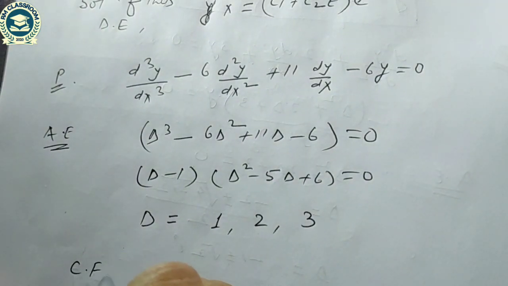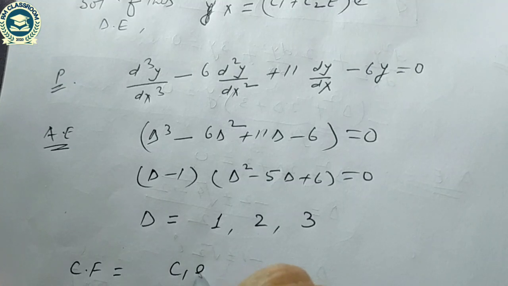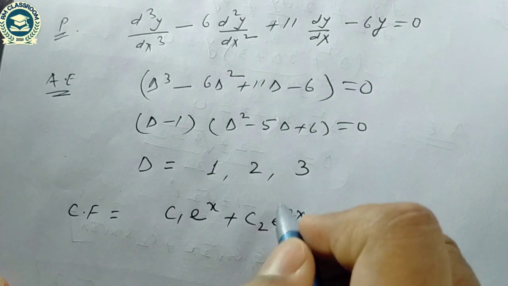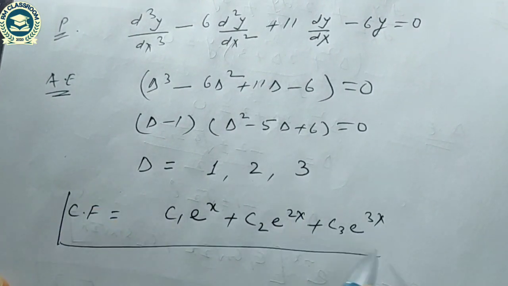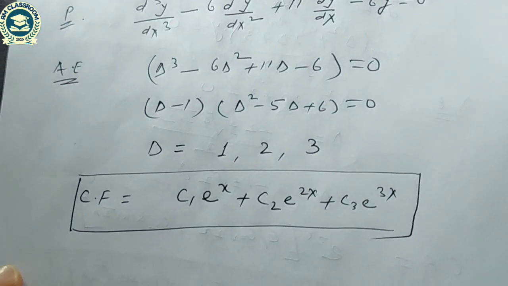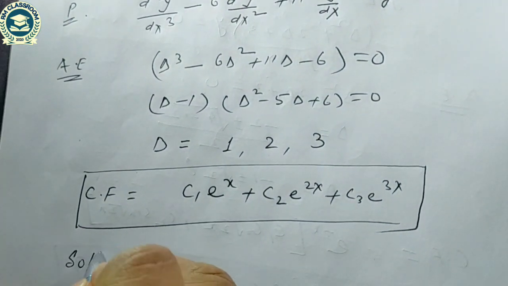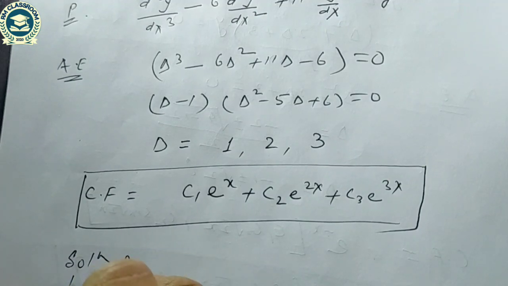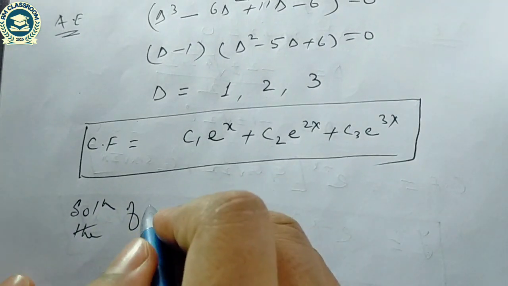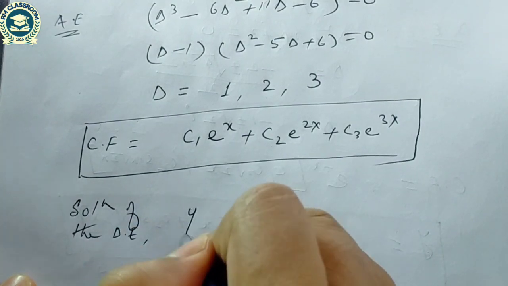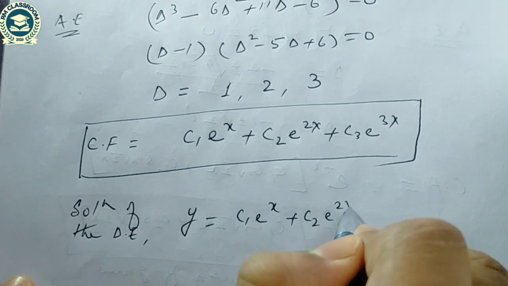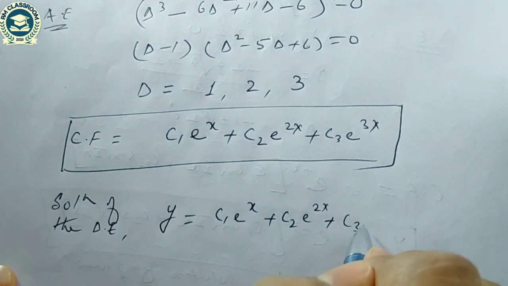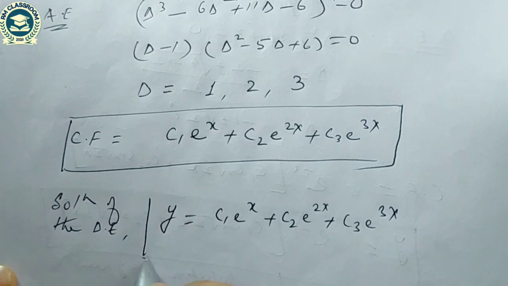So the complementary function is c1 e to the power x plus c2 e to the power 2x plus c3 e to the power 3x. So this is our complementary function or solution of the differential equation: y is equal to c1 e to the power x plus c2 e to the power 2x plus c3 e to the power 3x.